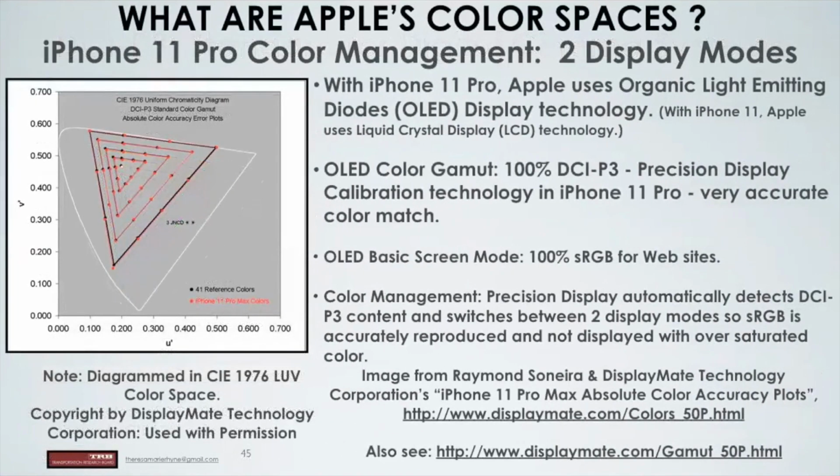So, you care because the iPhone Pro color management system has two display modes. It has a DCI-P3 precision color display, and then it has a base sRGB color display. Now, the iPhone 11 Pro is organic light emitting diodes. It's an OLED display device.